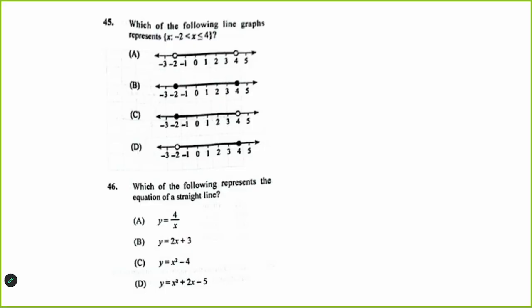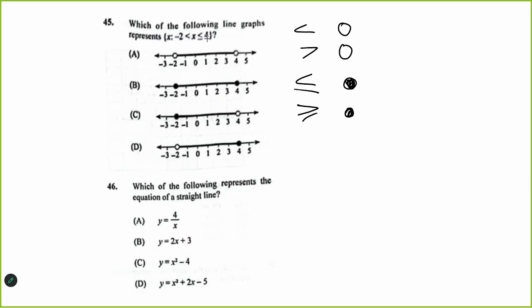Alright, this question, which of the following represents the equation of the following line graph? Now we know if it is less than, or even more than, the circle is not shaded. If it is more than or equal to or less than or equal to, because of that equal sign, we shade the circle. So this one has x is more than negative 2, so it will be a circle above negative 2. But it is less than or equal to 4. So this one has a non-shaded 4.